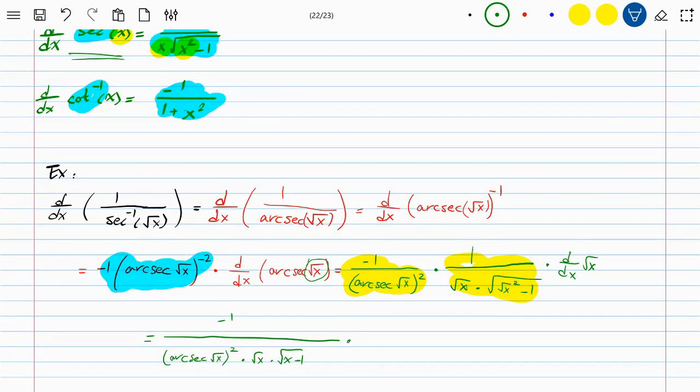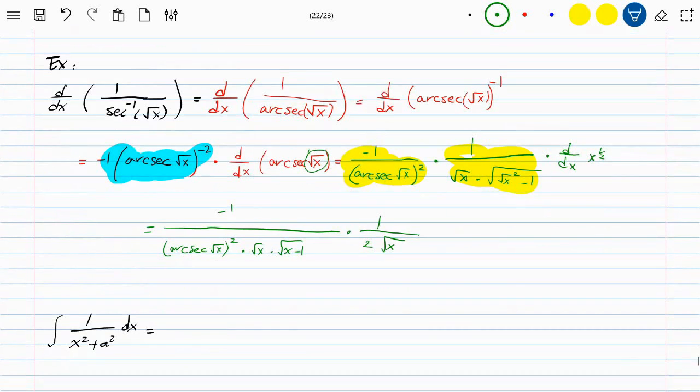Then times the derivative of square root of x. Square root of x is x to the power 1/2. So the derivative of that would be 1/2 x to the power -1/2, which could be written as 1/2 square root of x. And you can multiply these two and write an x. Okay, this is the derivative.